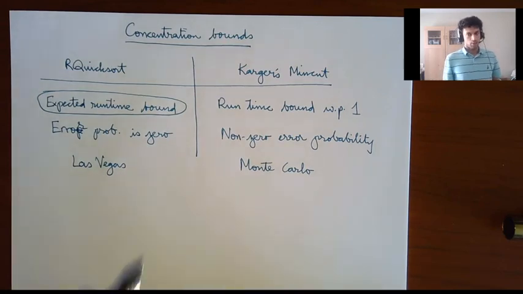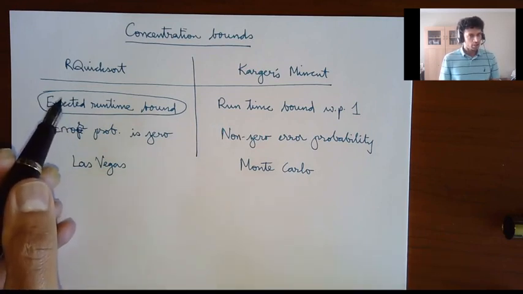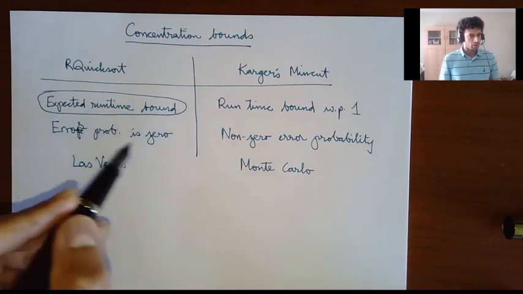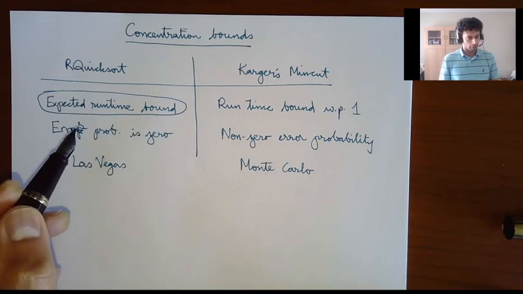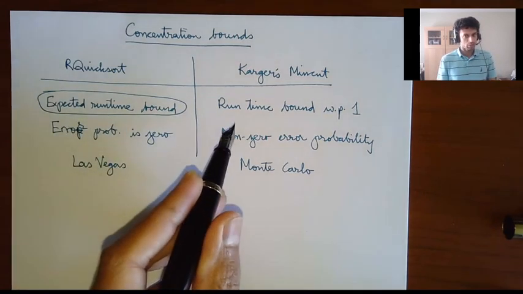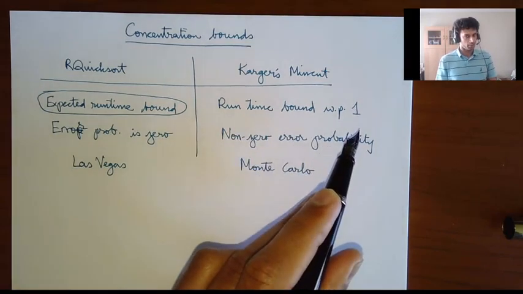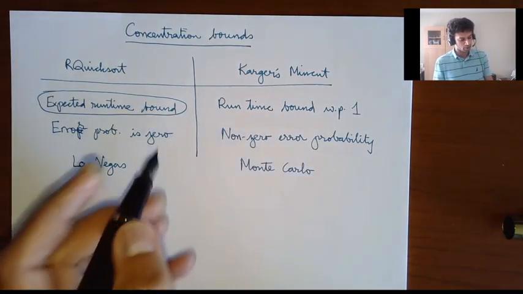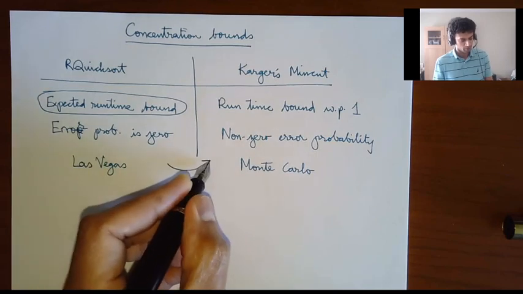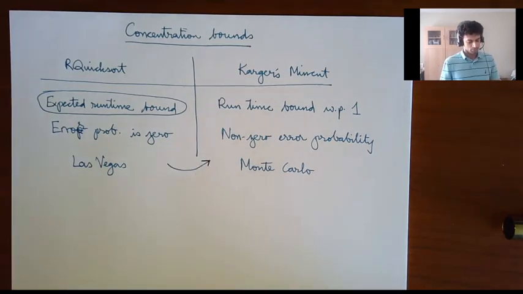So let's start with something simple. It's a simple exercise, but it's quite illuminating. You can convert an algorithm with an expected runtime bound but 0 error probability into one where the runtime bound is fixed, so it's probability 1, but there's a non-zero error probability. So we can convert from here to here, but not necessarily the other way around. Let me show you how to do this conversion.